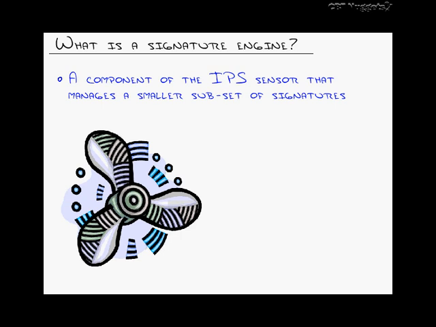For example, we have an engine that will manage just the signatures that deal with reconnaissance attacks, meaning people probing the network to get information. We have just a signature subset that deals with Trojans and the things that can get installed on a client PC and attack from the inside out. So all of these signatures are managed by these individual engines.